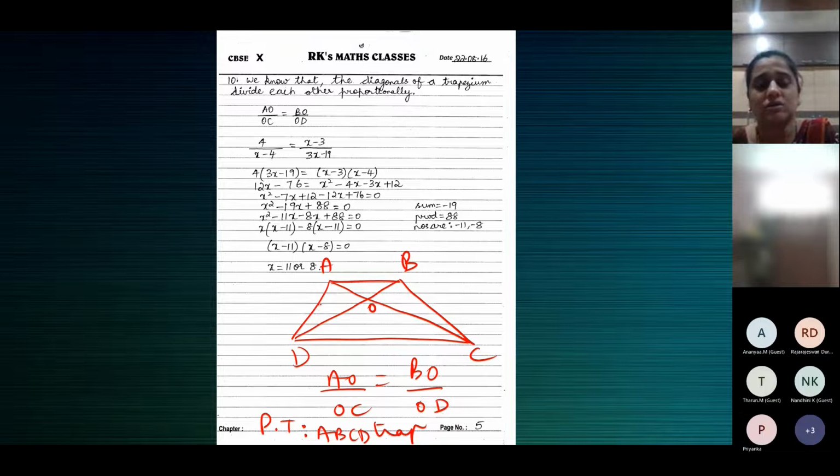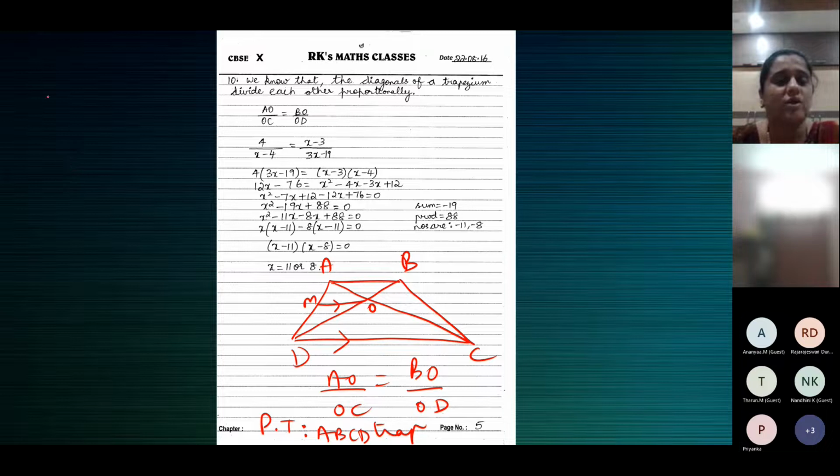So construction: draw OM parallel to DC. Now only OM is parallel to DC. You cannot say that OM is also parallel to AB, because ABCD is not a trapezium. You'll have to prove that it's a trapezium. So here you'll have only one set of parallel lines. Draw OM parallel to DC, or you can say draw OM parallel to AB, anything.